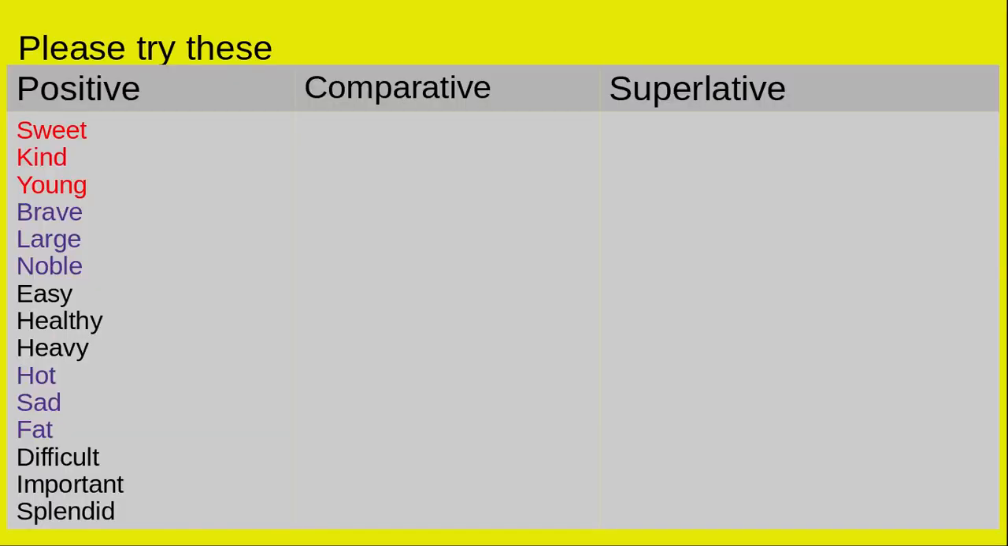Okay, now let us try this. You have to do it yourself. Sweet, kind, young, brave. You have to write all these degrees. Certainly you can do that because the model is there. If you feel any doubt, there is no need of discussing it. You can do it yourself. All the models are there. And if you feel any problem, please revisit the previous examples.